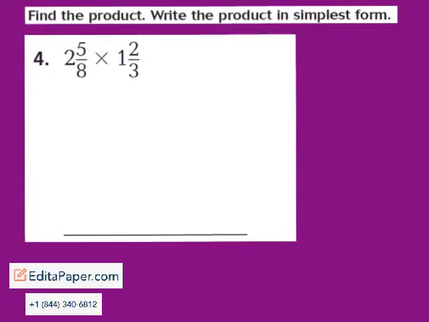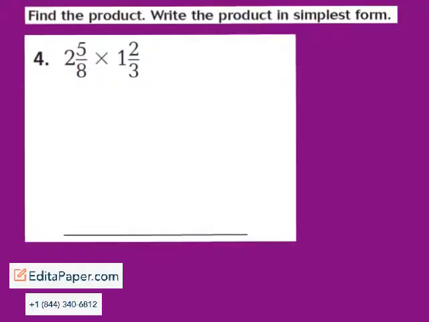Now let's take a look at question number 4. Once again, our job is to find the product and to write that product in its simplest form. Well, for question 4, they give me 2 5/8 times 1 2/3. Well, once again, in order to multiply these two mixed numbers together correctly to find the product, my first step has to be to rewrite the mixed numbers as improper fractions.